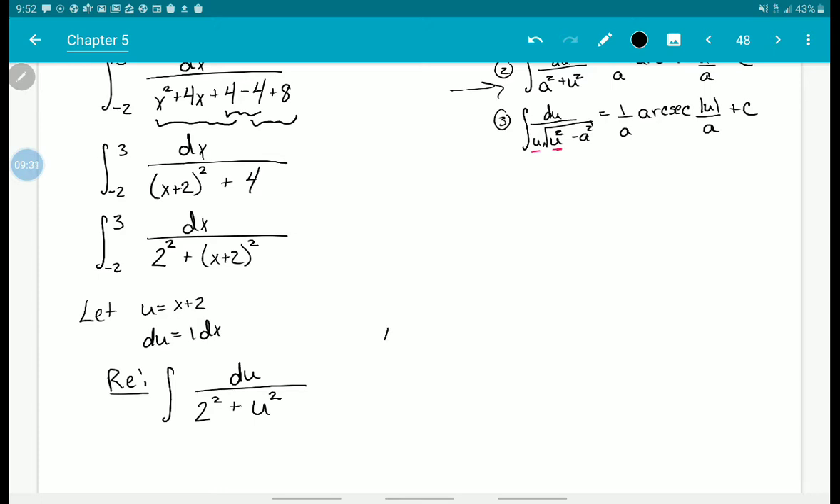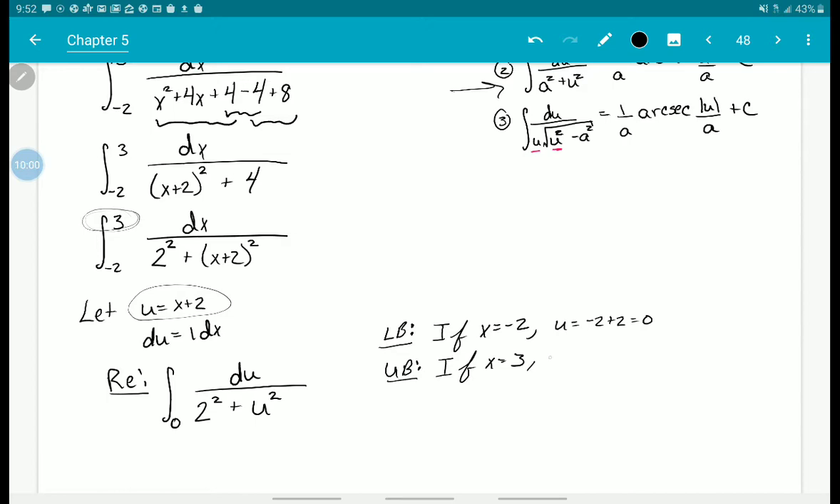So let's talk bounds. To find the lower bound, if x is equal to -2, then to find u, we're going to plug that in here. So u is going to be -2 plus 2, which is 0. So there's our new lower bound. Upper bound: originally x was equal to 3. That's coming from that original problem. Then u is going to be equal to 3 plus 2, which is 5.